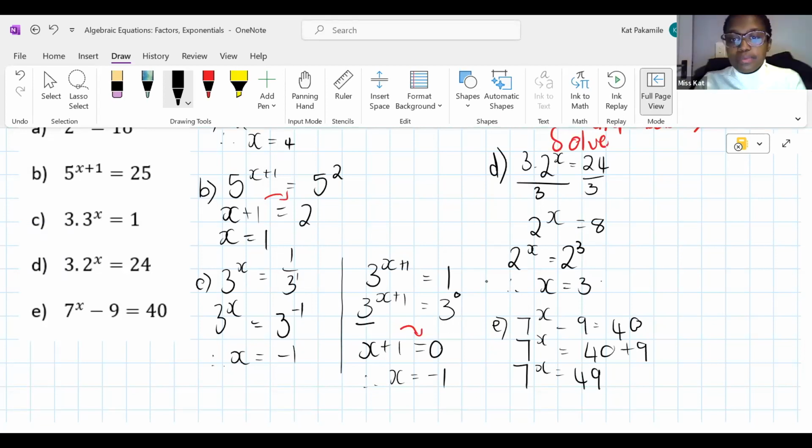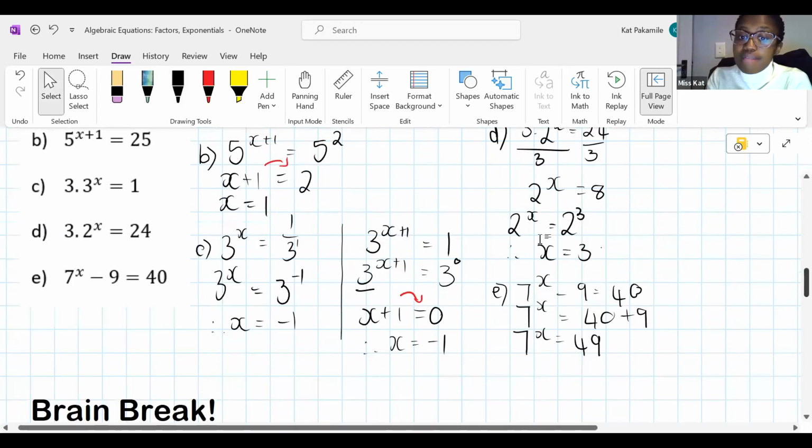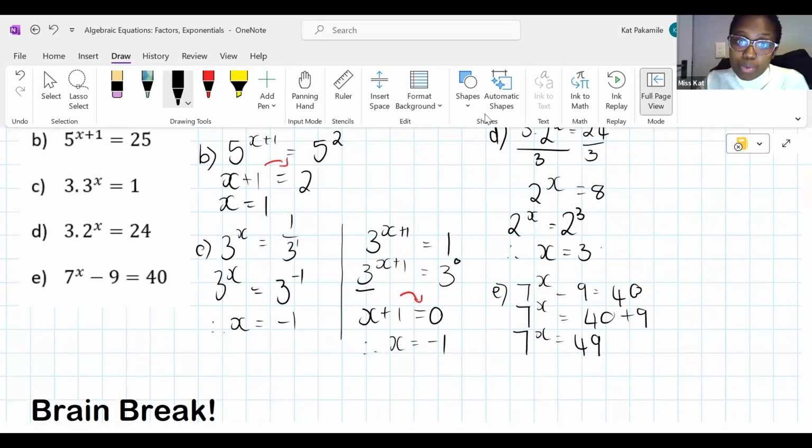Remember, it's in the exponent. How do you change 49 to have a base of 7? You need to change 49 to something that has a base of 7. Remember, you can't divide by 7 because it's in the exponent. Oh. So we have to change 49 to 7 to the power of something. So 49 is the same as what? 7 to the power of what?